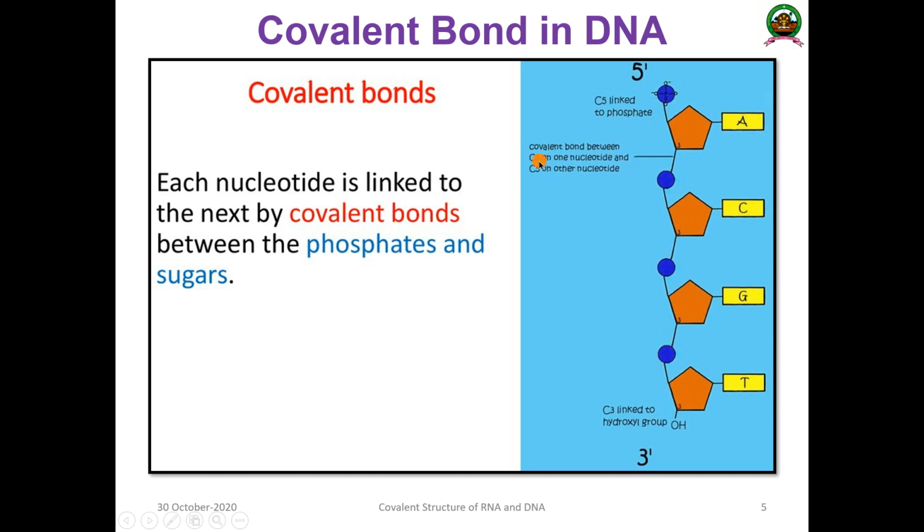Okay, so here C3 on one nucleotide and C5 on the other nucleotide interact to form a strong, rigid covalent bond called a phosphodiester bond. Okay, that is what I told you. Each nucleotide is linked to the next by a covalent bond between the phosphate and the sugar.